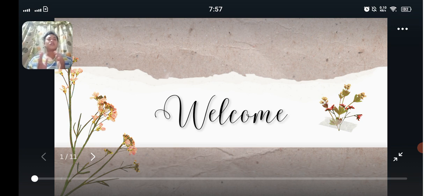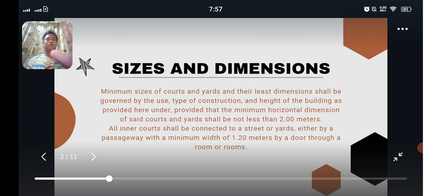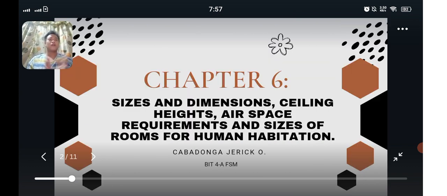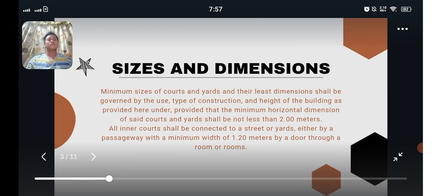And in this video we're going to tackle chapter 6, and nakapaloob dito is sizes and dimensions, ceiling heights, airspace requirements, and size of rooms for human habitations. So let's begin. In the first page, sizes and dimensions.